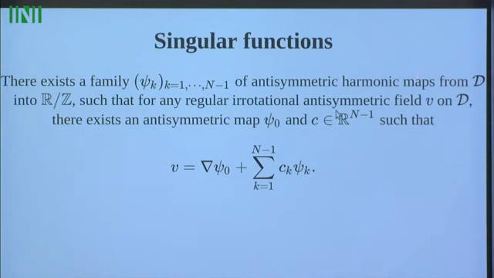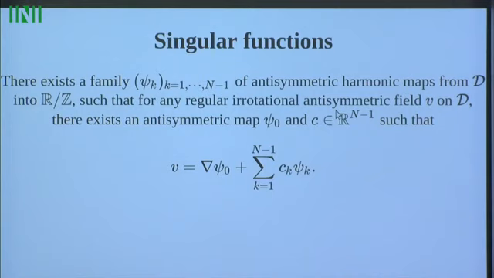So here's the result. There exists a family of singular functions, psi k, that could be chosen antisymmetric and harmonic from the domain, the manifold D, into R quotiented by Z, such that, oh sorry, I forgot a gradient here, such that for any regular irrotational antisymmetric field V on D, there exists an antisymmetric map phi 0 and coefficients C in R^(n minus 1), such that V is equal to the gradient of all these things. So it's the gradient of psi 0 plus the sum of these singular functions, what I call singular functions.